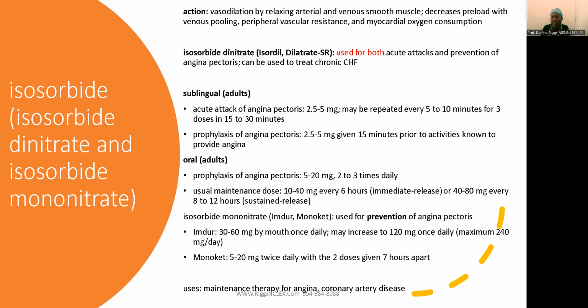The heart doesn't need as much oxygen. Great drugs. Now, your isosorbide dinitrate, find a way to remember that. Dino, I don't know how you're gonna, but find a way to remember. Dinitrate is used for both. Dinitrate can be used for acute right now in the ER, and preventative, go home and take, it could be used for both.